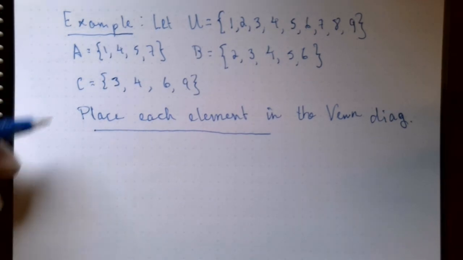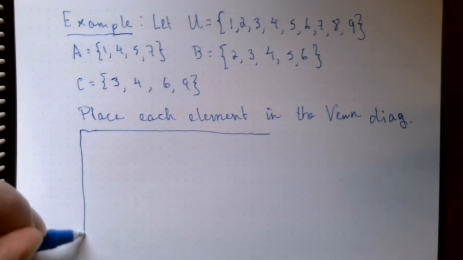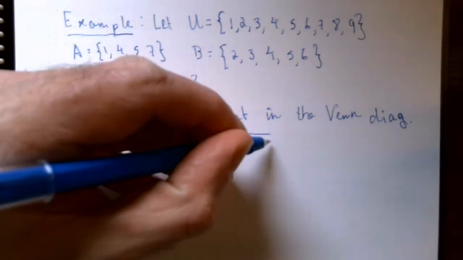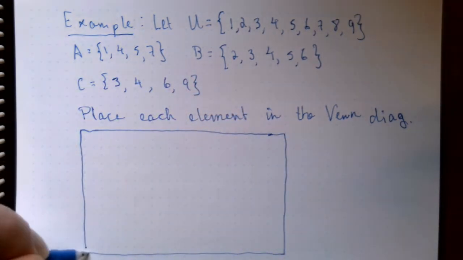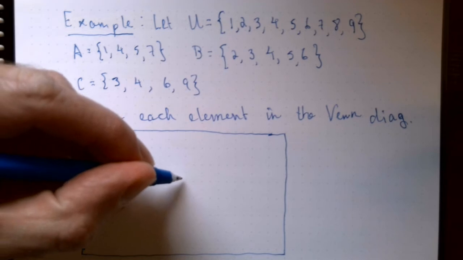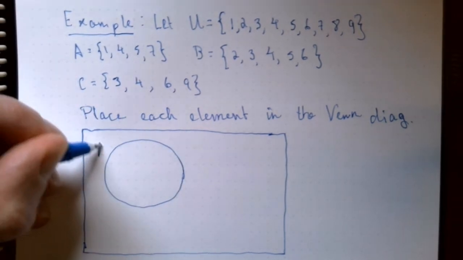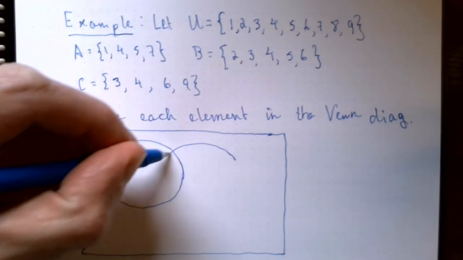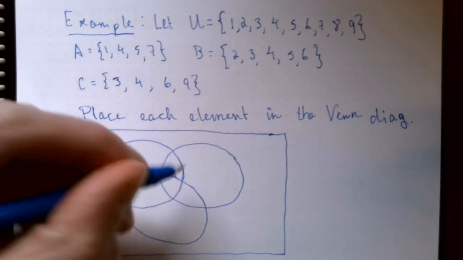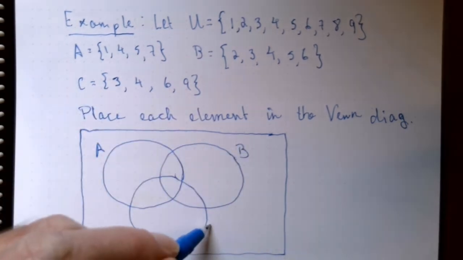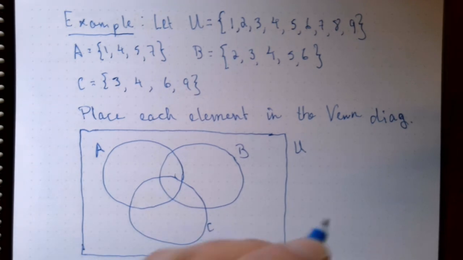So what I'm going to need are three circles because I have three sets. Alright, so I'll need a circle representing A, which I'll put over here like that. I'll need a circle representing B, which I'll put over here, and a circle for C. The box represents the universal set.